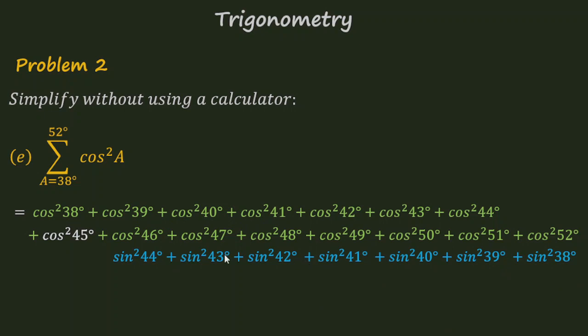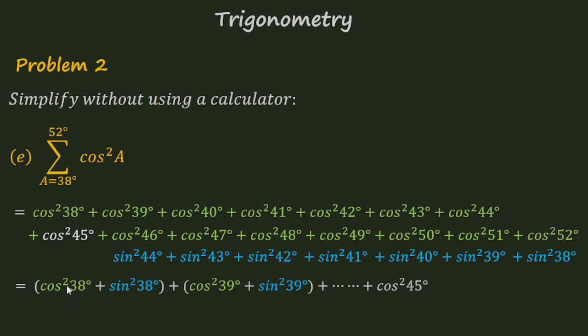We can actually sum them up in this manner, that cos squared 38 degrees plus sine squared 38 degrees, we know that this equals 1. We can do this for all of them: 1, 2, 3, 4, 5, 6, 7. It will be 7 there and then 7 here. We could do that, and the only one that will be left without a pair is cos squared 45. So we could do that 7 times until we are left with just 7 times 1.